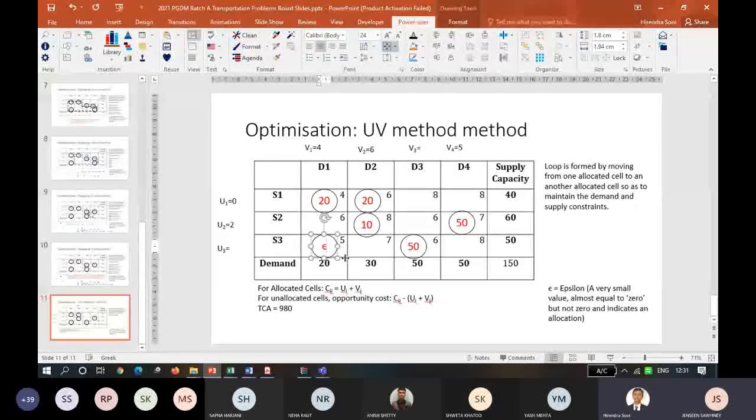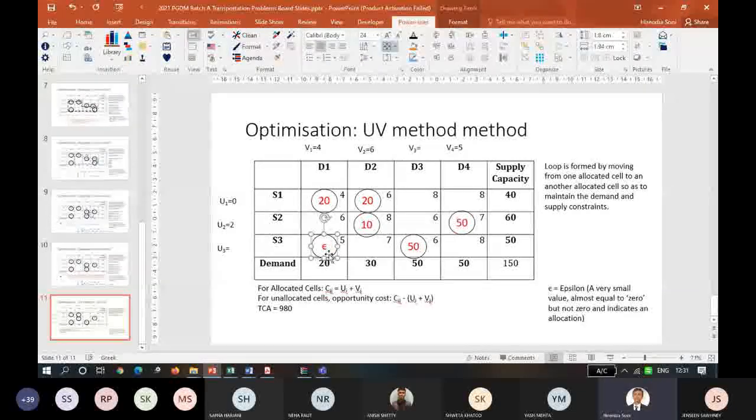So can we move ahead? I have introduced an epsilon. Now since epsilon is a very small value, almost negligible, we now have 6 allocations: 1, 2, 3, 4, 5, 6. Epsilon is always introduced in the least cost cell, and we need to ensure that it is not forming any loop. तो देखो, किसी भी allocated cell के साथ में loop बन रहा है क्या? नहीं है ना.